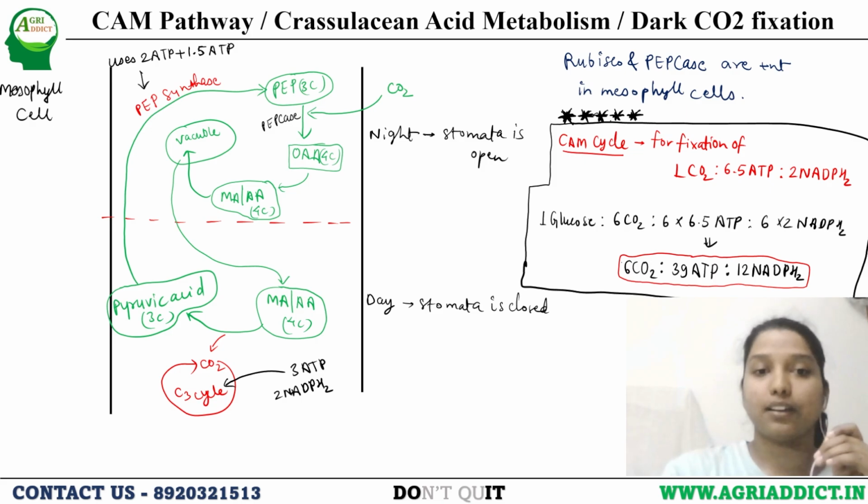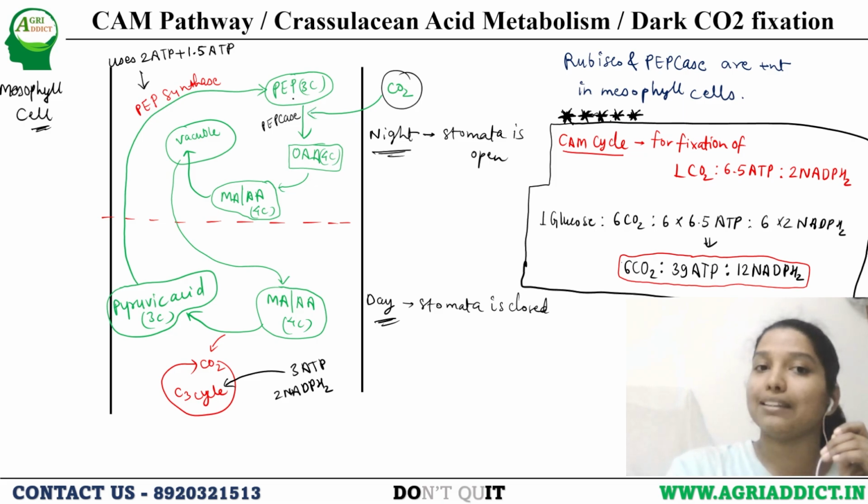Now I have simplified this using this. So this is the scenario. This is the mesophyll cell in which it is taking place. So this is the night scenario and this is the day scenario. In night, what is happening? This carbon dioxide is coming from outside, from atmosphere, and is getting fixed by this PEP, a 3-carbon compound, in presence of this PEP carboxylase.